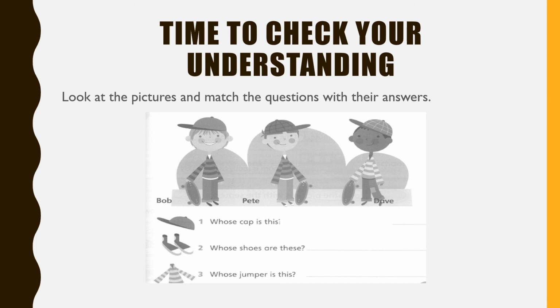And the second question is, whose shoes are these? Who is wearing these shoes? Can you see? And the final question is, whose jumper is this? Jumper means sweater, by the way. So here it is, 3 questions, and then you just have to write their answers under this video.